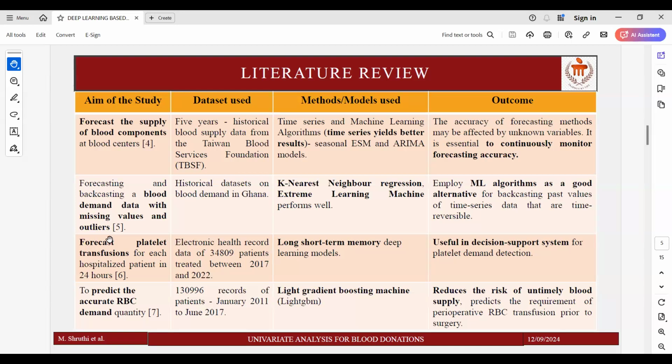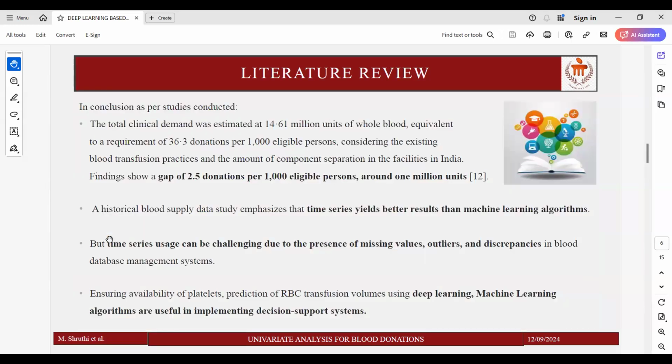Forecasting platelet transfusions was helpful in building decision support systems using a long short-term memory deep learning model. To predict the accurate RBC demand, the light gradient boosting machine method was used, which reduced the risk of untimely blood supply. So, in conclusion, as per the studies conducted in the literature, there are not many studies conducted for healthcare institutions in India.